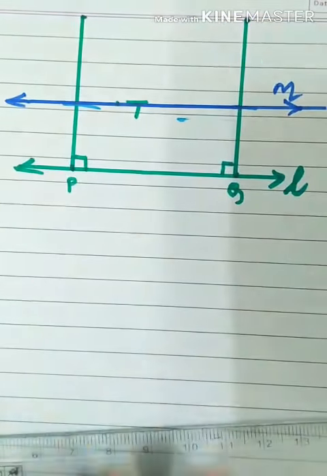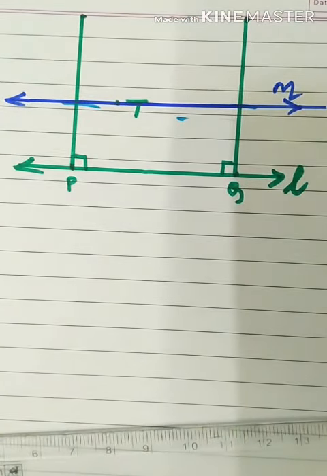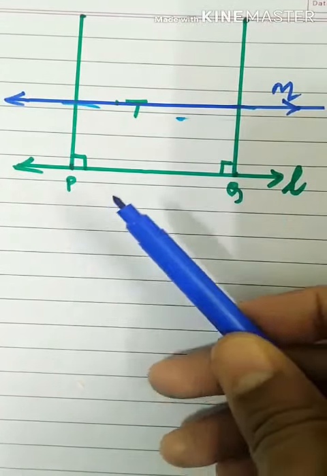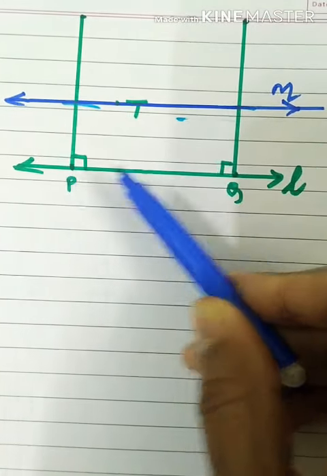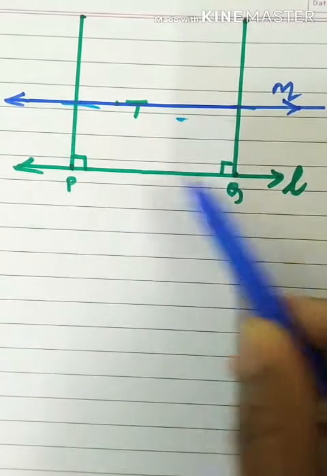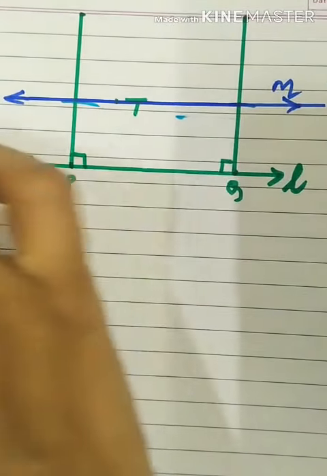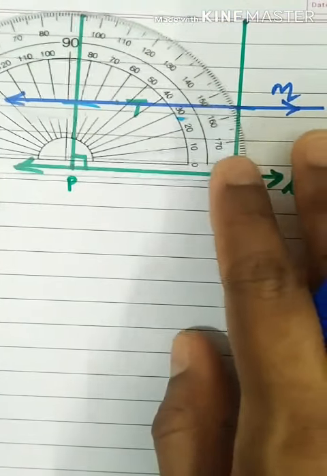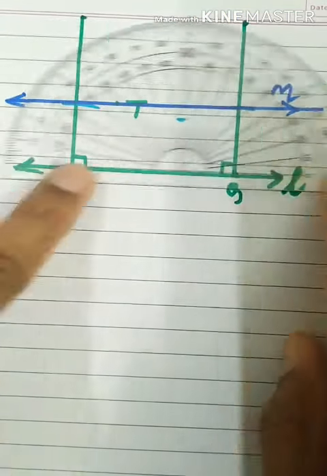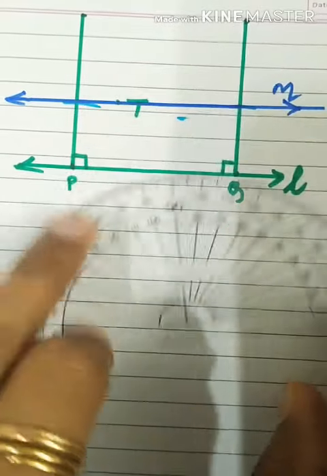Okay, so this is the second method. What was the first method? The first method was to keep the set square. Steps here: first you will draw a line. You will take a point T. Mark any 2 points P and Q on the line using protractor. Keep it on point P, mark 90 degree. Point Q, mark 90 degree.